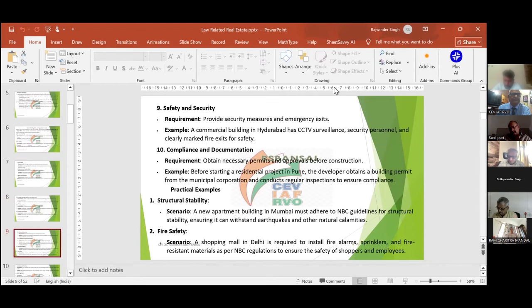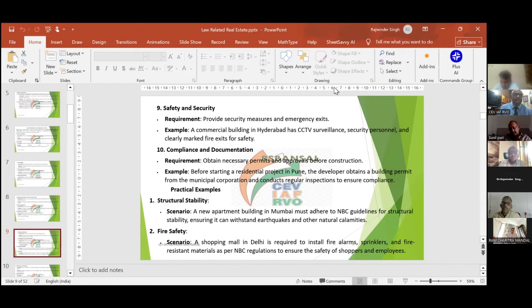Then safety and security. So it provides details about the requirement of security measures and emergency exits. For example, a commercial building in Hyderabad has CCTV surveillance, security personnel, and clearly marked fire exits for safety.